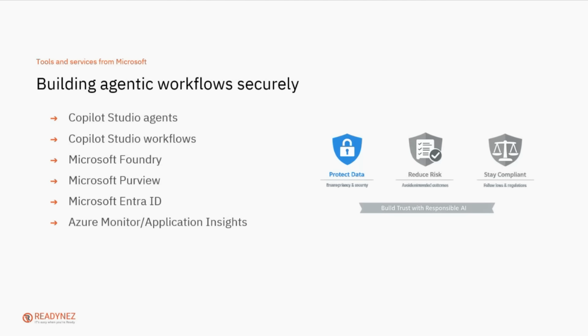I'd use Foundry if I want to do more fine-grained control, custom models, or maybe building more advanced evaluation and monitoring. But I'm seeing a lot of convergence between the capabilities of Copilot Studio and Foundry now. There's a whole load of stuff that's in preview in Copilot Studio around evaluations that we didn't have before, that if I wanted to use Foundry for, they're going into Copilot Studio.